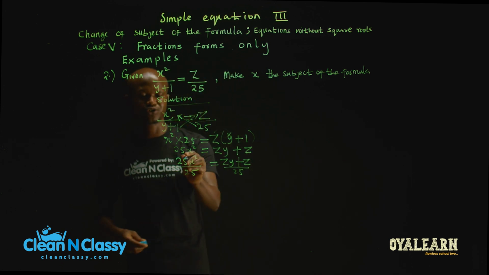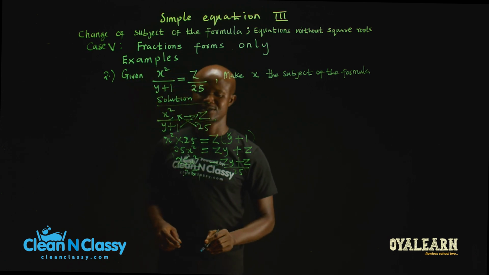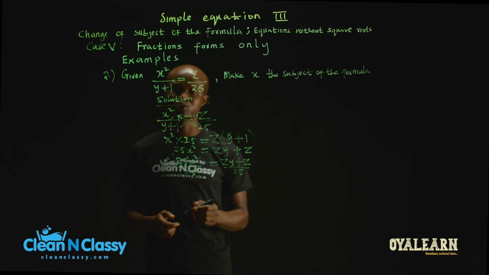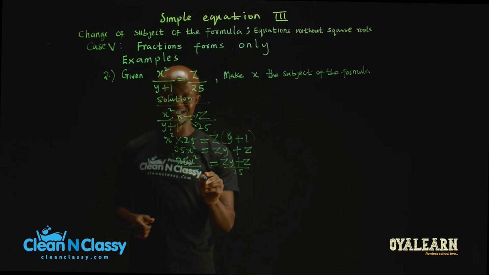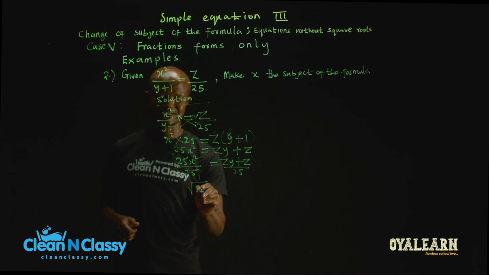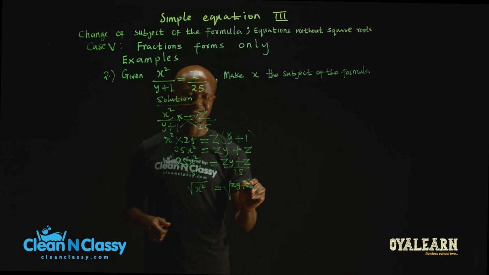Now the next thing for us to do: 25 here is 1, 25 here is 1. We have x squared here. We need to remove the power, which is 2. So what are we going to do? We take the square root of both sides. This is equal to the square root of zy plus z divided by 25.